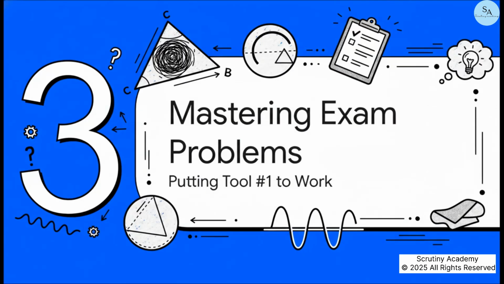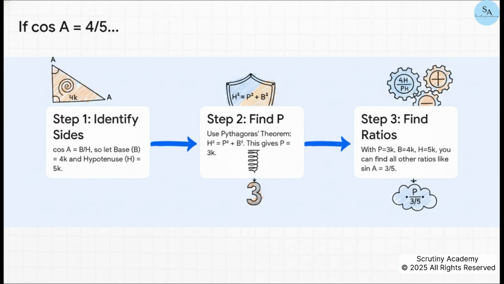Okay, theory is great, but let's see how this actually works in a real problem, like something you'd see on an exam. It's time to put our new tools to work and get some confidence. This is a super common type of problem. They give you just one little piece of information, like cos A is 4 over 5. That's your clue. Since cos is B over H, you know the base is related to 4 and the hypotenuse is related to 5.